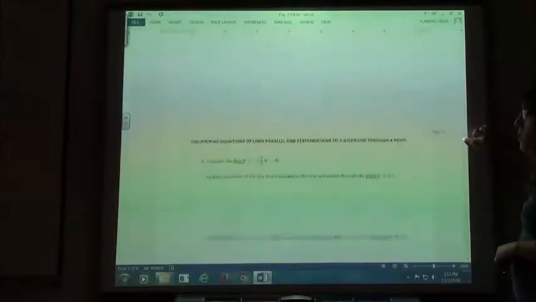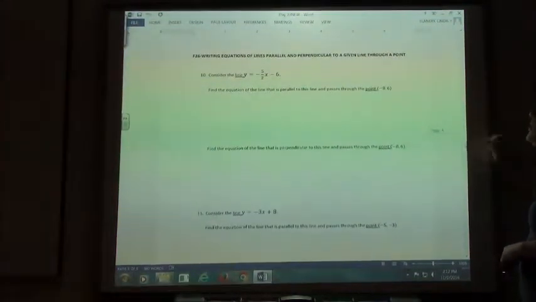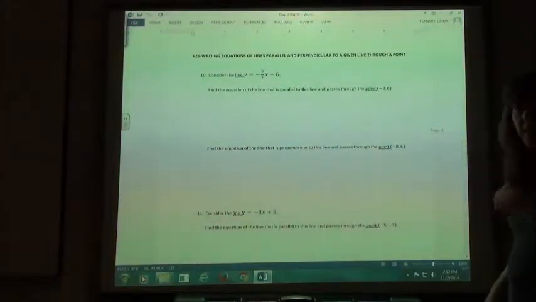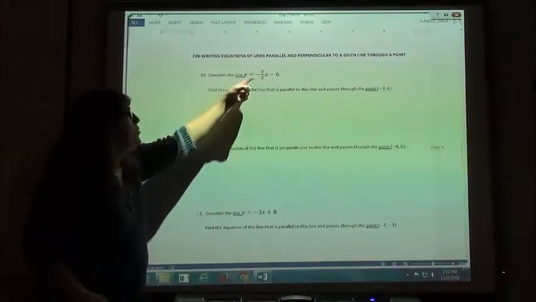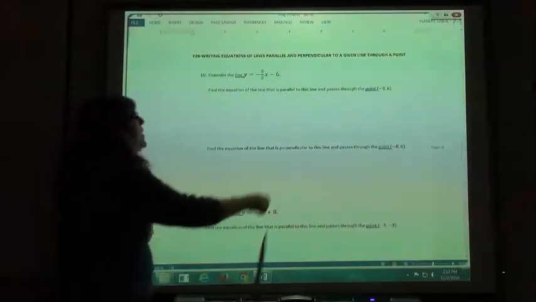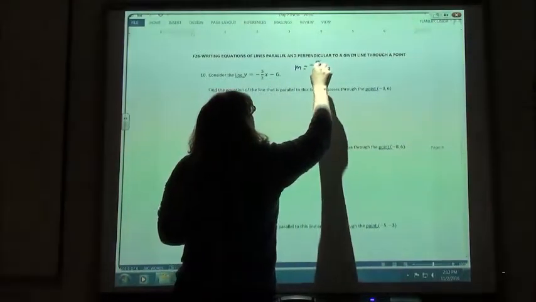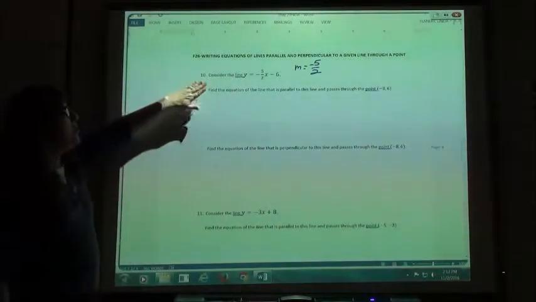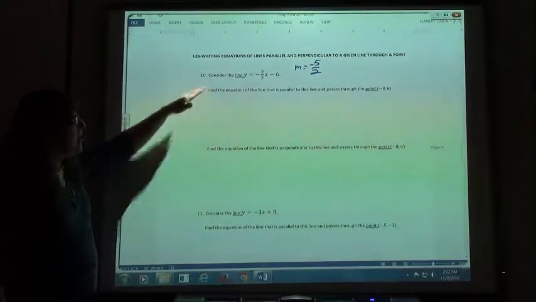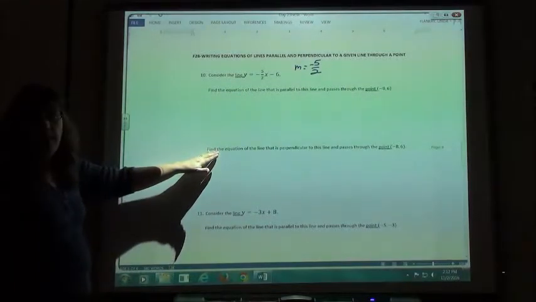So now that we know that, we can now write the equations of the lines that are parallel and perpendicular to the ones that are given. They were nice this time. This one is solved for y. We know the slope of this line is negative 5/2. We want to find the equation that is parallel to this line and the equation that's perpendicular to this line.